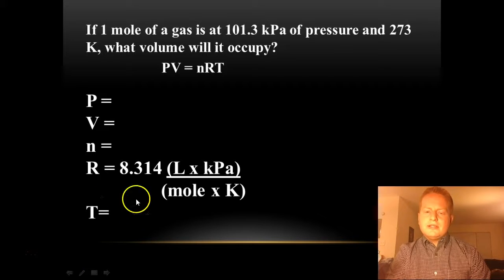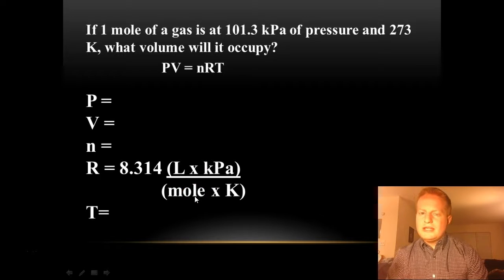Look, here we see our constant is already here. These are just our funky units that go with it. And so the problem says if 1 mole of a gas is at 101.3 kPa of pressure and 273 Kelvin, what volume will it occupy? Okay, so then we're going to go ahead. The key part about these kinds of problems is identifying which number corresponds to which variable. And here's our formula again, by the way, PV equals nRT.